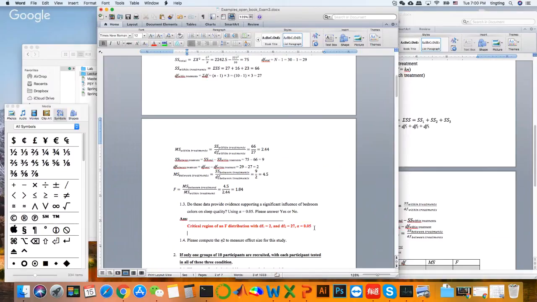So check table 3.4, which is on your page.